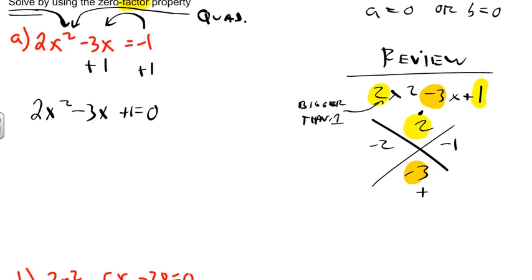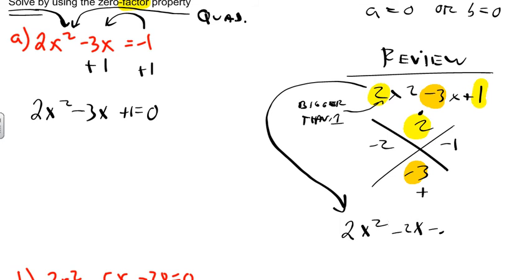Now what I'm going to do is rewrite this. I'm going to write 2x squared, but instead of writing -3x, I'm going to write it as -2x minus x. Isn't it true that -2x minus x is -3x? And if you're wondering where I got -2x and minus x from?